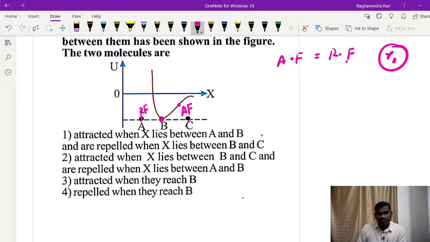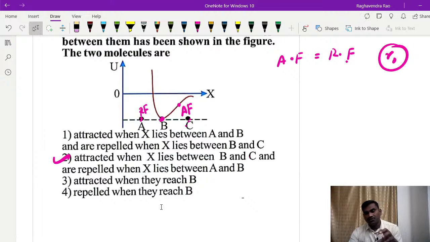So these molecules are attracted when X lies between B and C, and repelled when X lies between A and B. So this is repulsive and this is attractive force. Then we can go with option 2: attracted when X lies between B and C, and repelled when X lies between A and B.